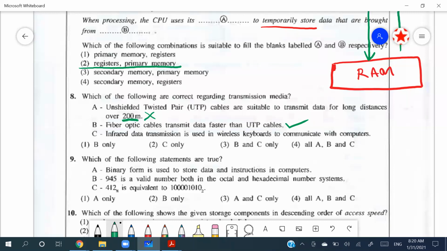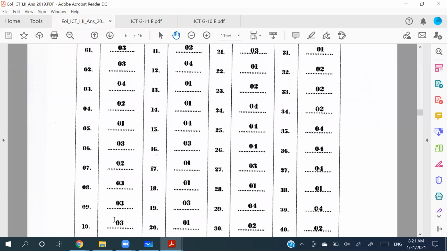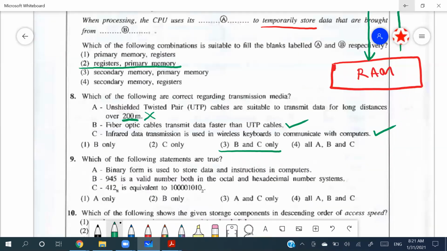Right? So it is true, right? So you can take B and C as correct, so you can go with the third answer. Most of the time we are familiar with the keyboard and mouse being managed with Bluetooth, but there are situations where we use infrared transmission to communicate the keyboard with the particular device. So for 8, the best answer is 3. Yeah, 3 for 8, right?